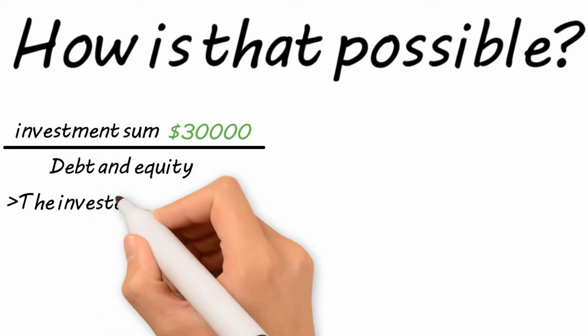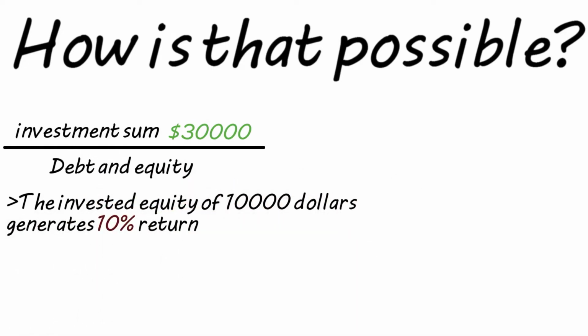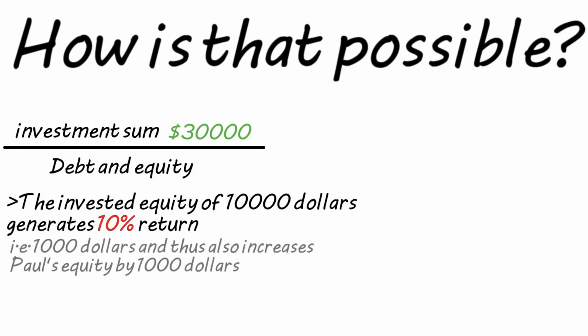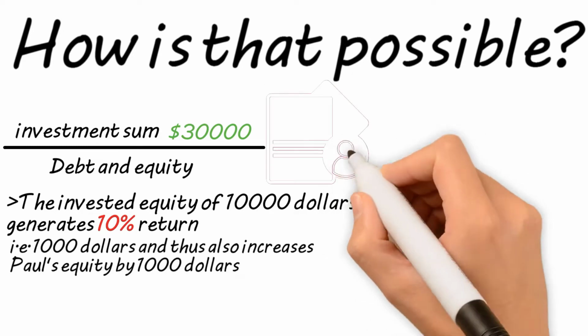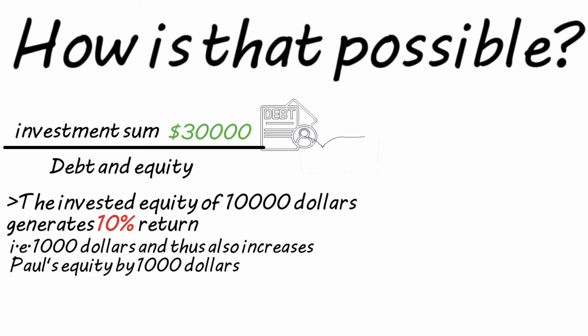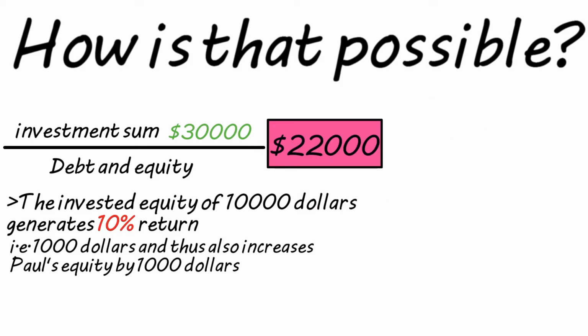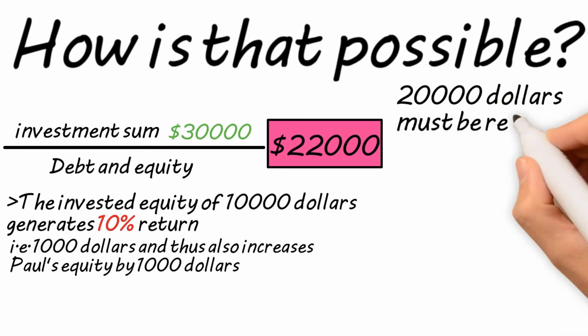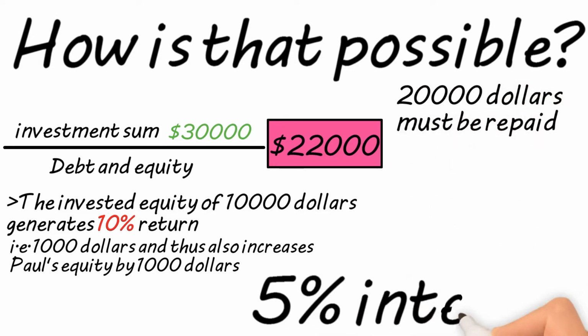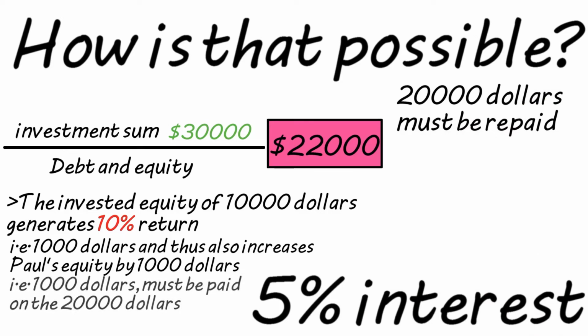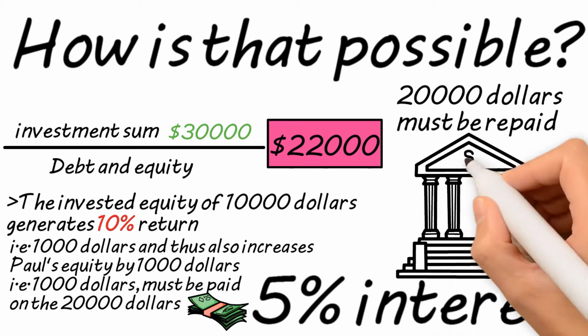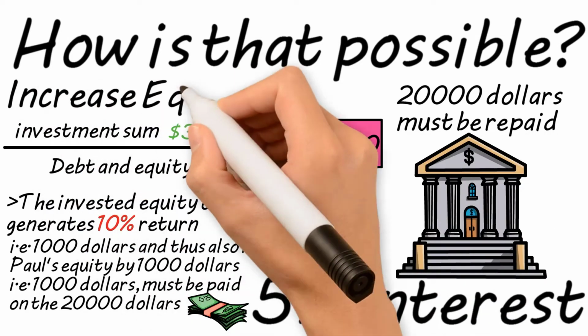How is that possible? The investment sum of $30,000 can be divided into debt and equity. The invested equity of $10,000 generates 10% return, i.e. $1,000, and thus also increases Paul's equity by $1,000. The debt capital of $20,000 generates $22,000. Of this, the capital of $20,000 must be repaid and an additional 5% interest, i.e. $1,000, must be paid on the $20,000. So $21,000 goes back to the bank and the remaining $1,000 increases the equity.